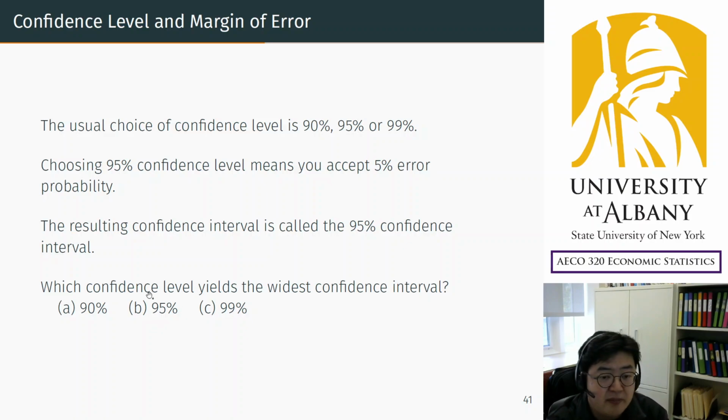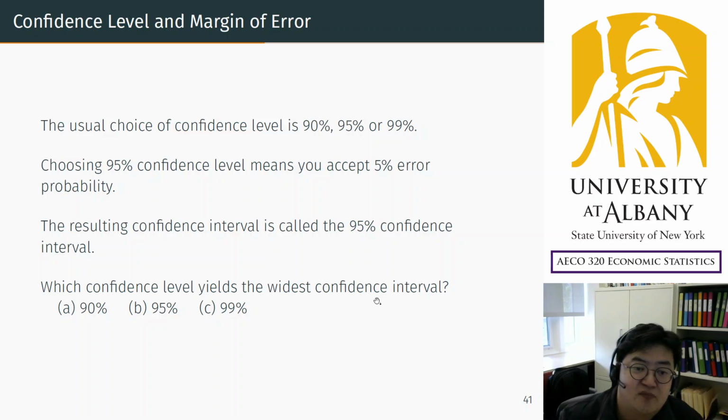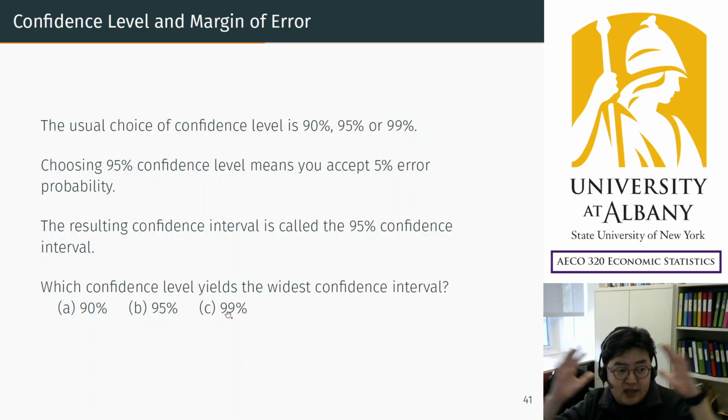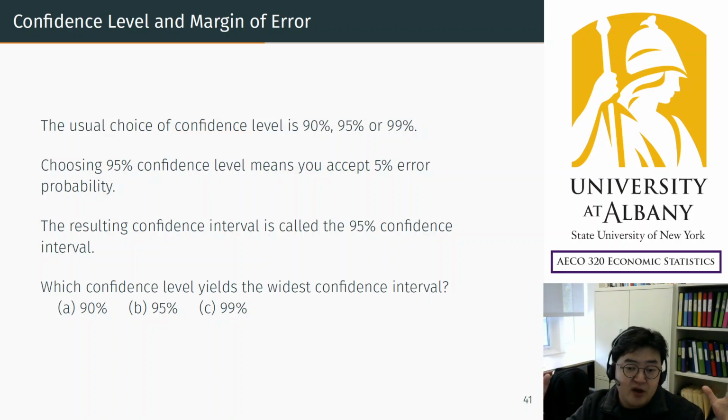So now think about this. If you understand the trade-off, you can expect which confidence level would yield the widest confidence interval. The widest one. Okay, so the answer is 99%. When you widen your confidence interval, it is more likely to contain the true parameter because it's wider. So your confidence level will be higher. So 99% should have the widest confidence interval, right? So that is the trade-off.